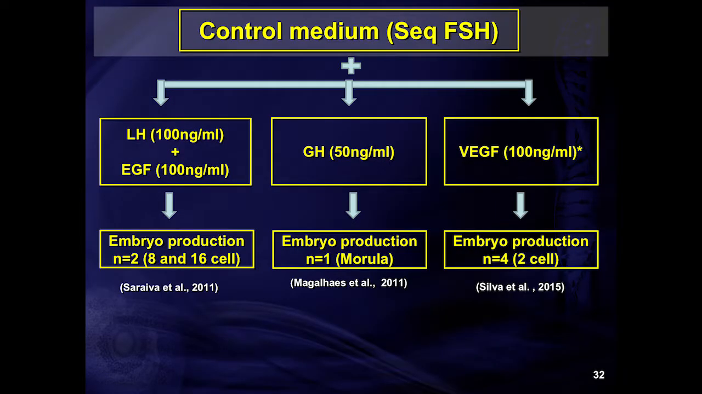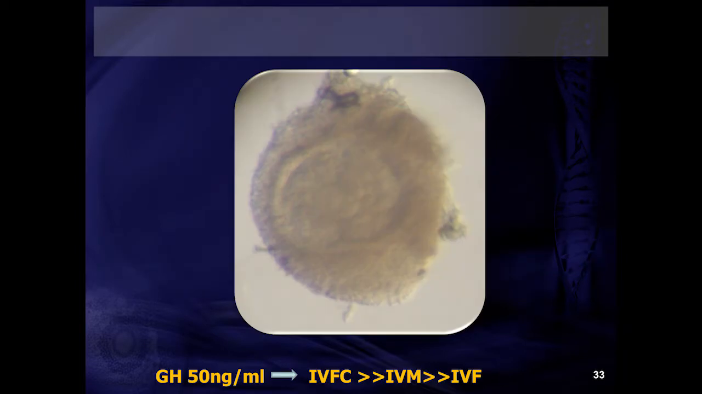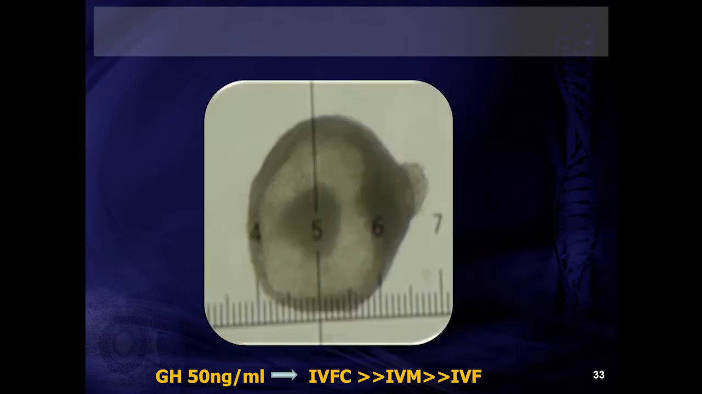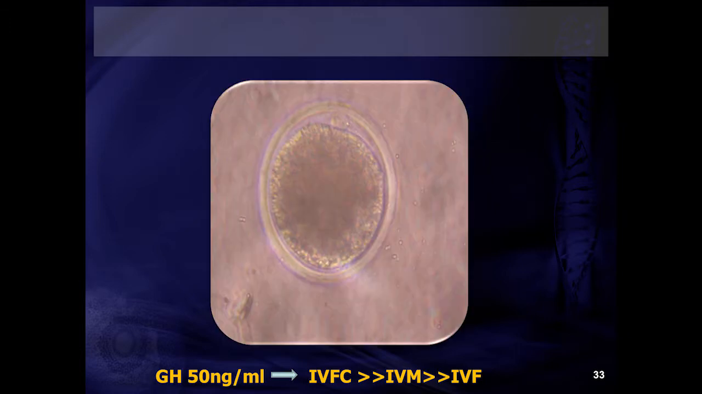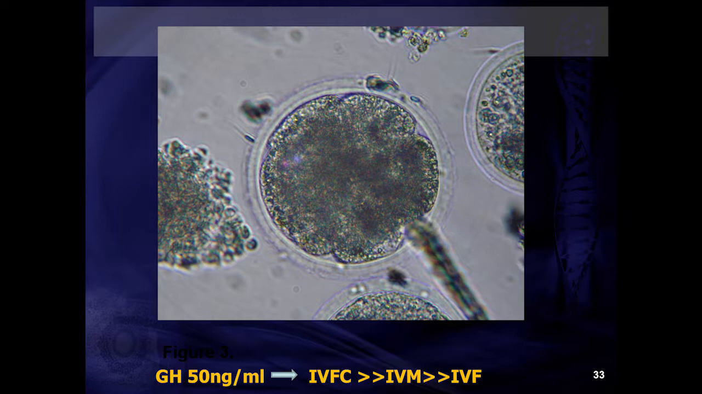When we used the control medium containing increasing FSH concentrations, and we supplemented this medium with LH plus EGF, or GH alone, or VEGF, we succeeded in producing the first ever caprine embryos from isolated secondary follicles cultured in vitro. Just to illustrate this achievement, this is a caprine secondary follicle at onset of culture. We stimulated these follicles with GH, and here you can see the antrum formation, the formation of a mature oocyte. You can see the first polar body here, and an embryo at morula stage.